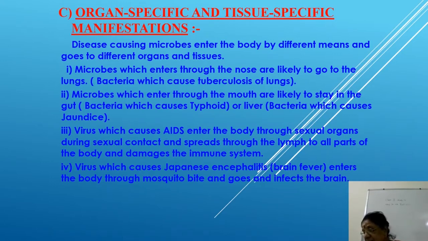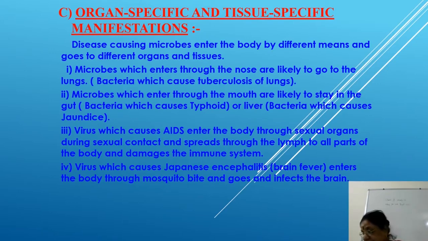In the same way, the malaria-causing microbe entering through a mosquito bite will go to the liver, and then to the RBC. These are organ specific. The virus causing Japanese encephalitis, or brain fever, similarly enters through a mosquito bite. So we say the disease-causing germs can enter the body and can be tissue specific or organ specific.